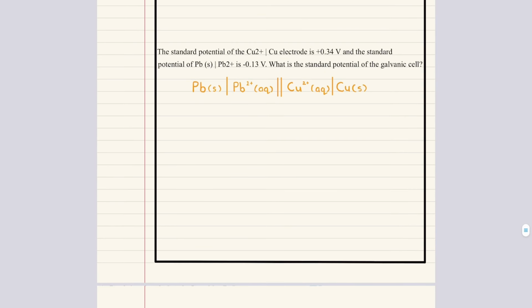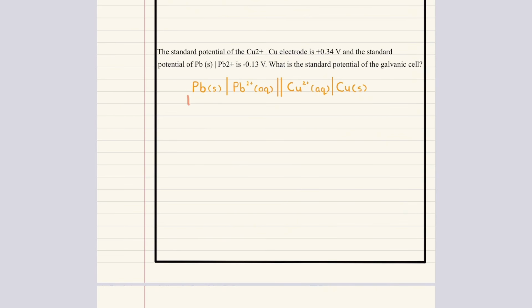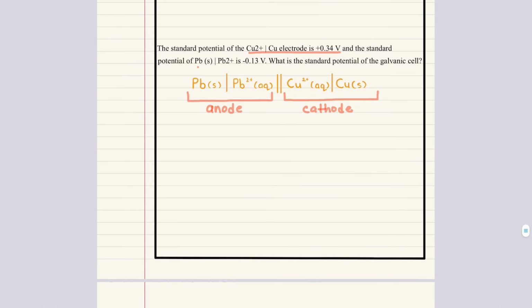Now let's look at the second problem. We are given a galvanic cell written in shorthand notation. Lead solid is on the left in contact with lead 2 plus ions, and copper 2 plus ions are on the right in contact with copper metal. We're also given the reduction potentials. The reduction potential for the copper 2 plus to copper half reaction is positive 0.34 volts. The reduction potential for the lead 2 plus to lead half reaction is negative 0.13 volts. We're asked, what is the standard potential of the cell?